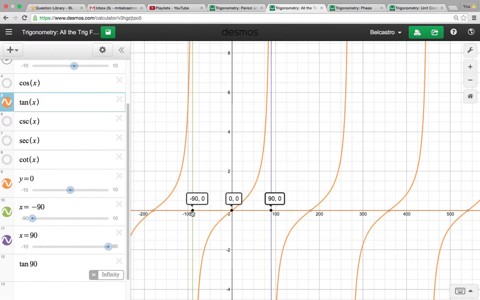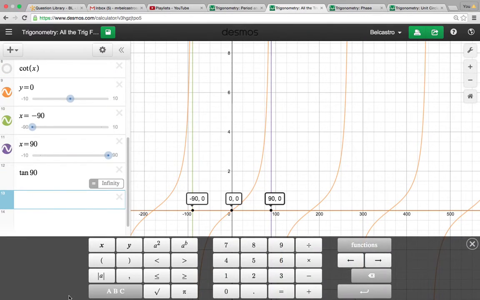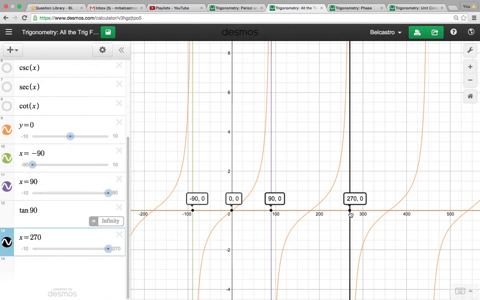The actual repeating of this is a little different. If it was to be given a period, even though it's not a wave function, it repeats every 180 degrees. So a little different from cosine and sine, which are at 360. The tan is going to repeat every 180. So if I were to add 180 to 90 degrees, the next vertical asymptote would be 270. Right, there we go. And we have our next vertical asymptote.